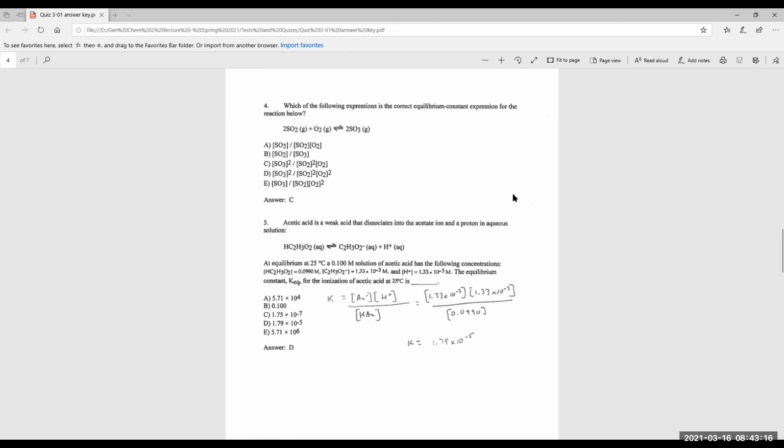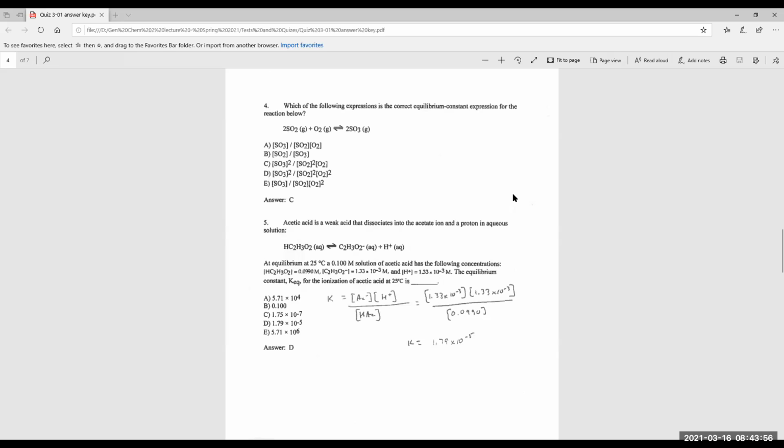Number 5, acetic acid is a weak acid that dissociates into the acetate ion and a proton in aqueous solution. Then we have the reaction there. And then we're told at equilibrium at 25C, a 0.1 molar solution of acetic acid has the following concentrations. And then we're given equilibrium concentrations for the acetic acid, the acetate ion, and then the proton, hydrogen ion concentration. So we wanted to calculate the equilibrium constant for this.